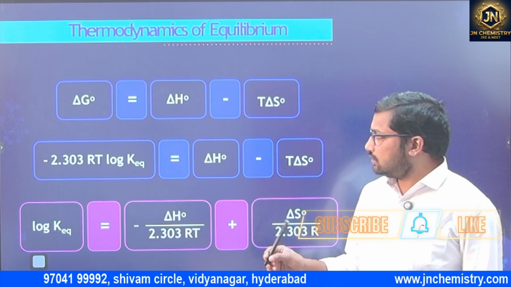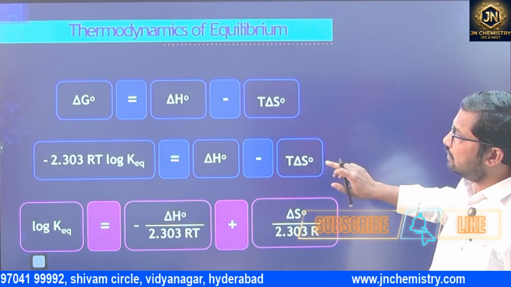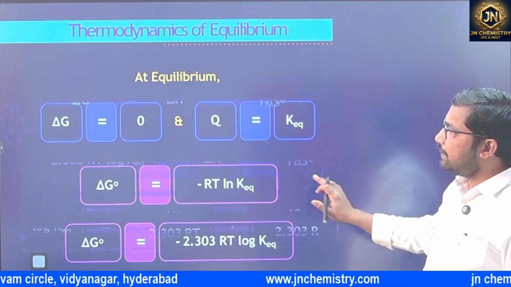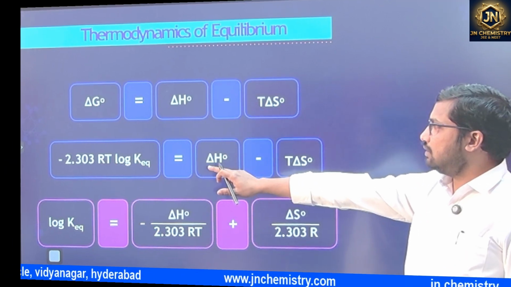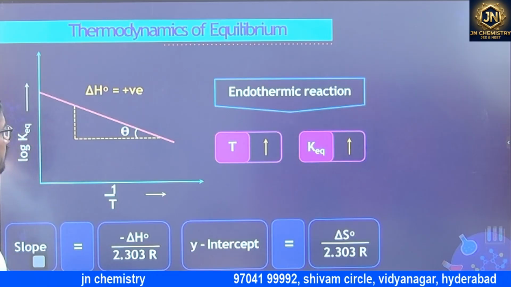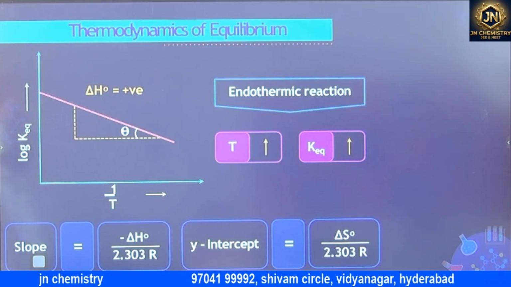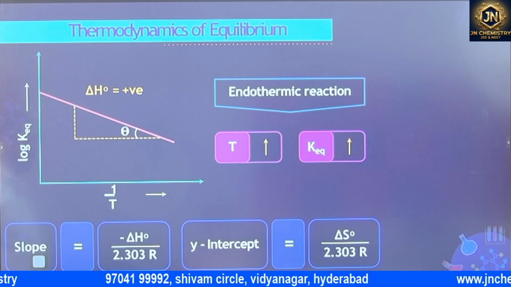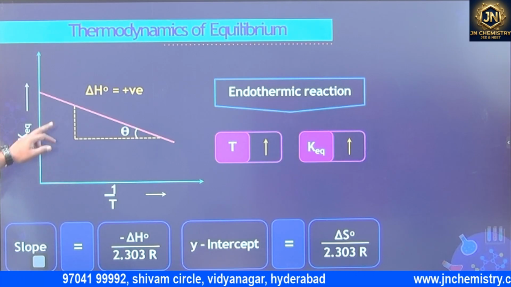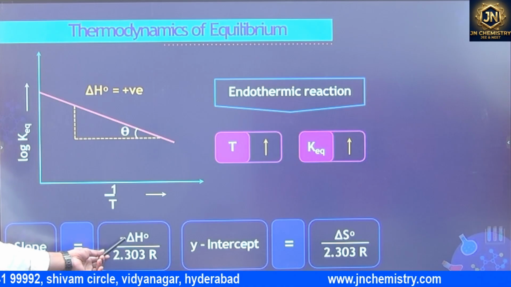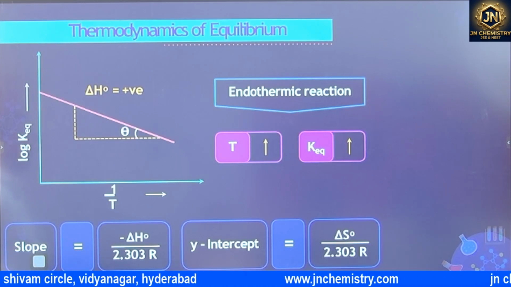So whatever the delta G value was in the previous case, we just keep that value in this case. So if you write log K in terms of 1 by T, for endothermic reactions we will get this type of graph. The slope is equal to delta H, like y is equal to mx plus c.